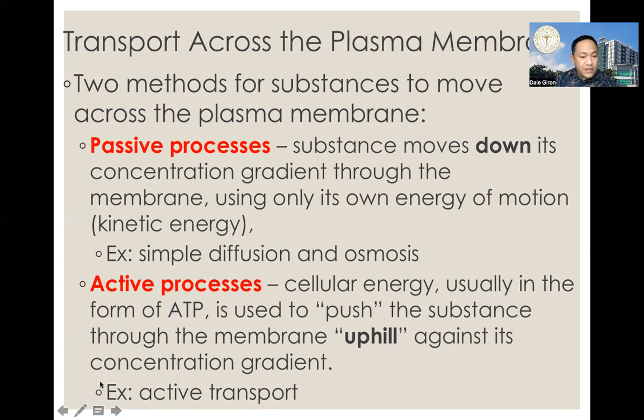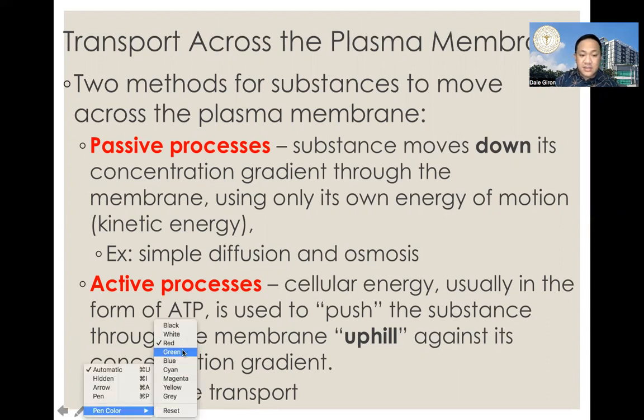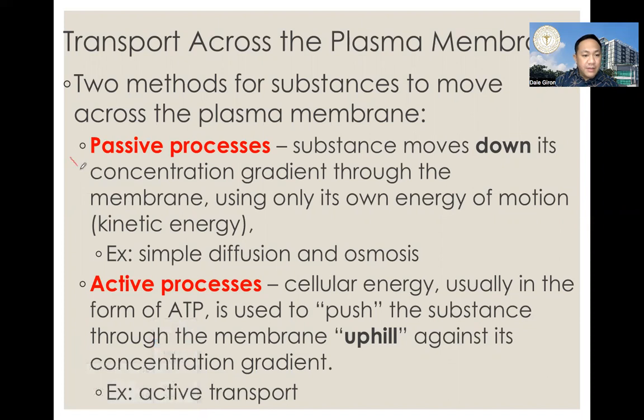First, let's discuss the passive processes or passive transport. The substance here moves down its concentration gradient through the membrane using only its energy of motion, and we call it kinetic energy. So examples of your passive transport are simple diffusion or osmosis. That means it will just move down its concentration gradient through the membrane by energy of motion. Okay, so that's the passive transport.